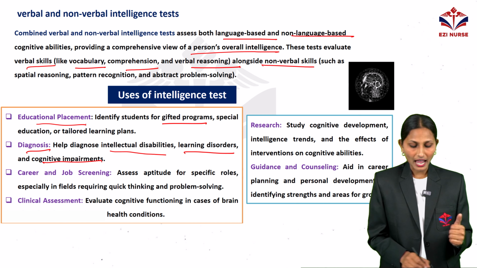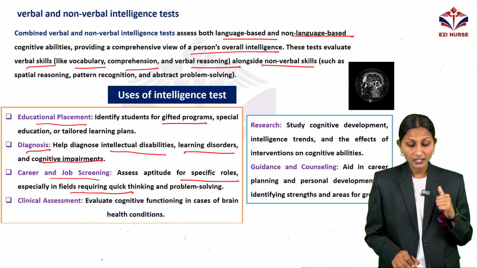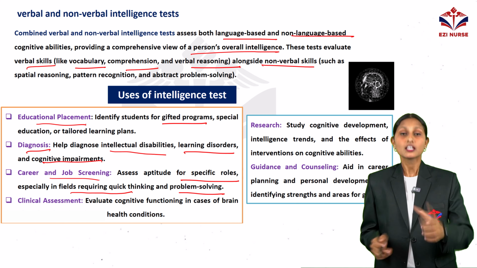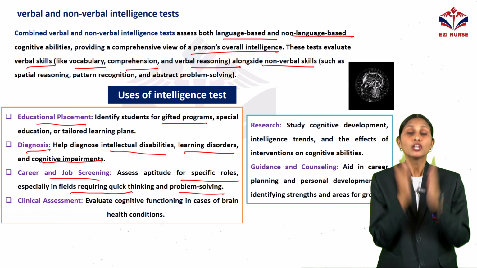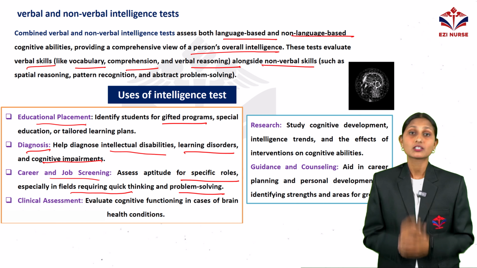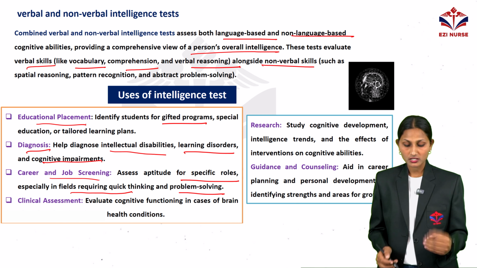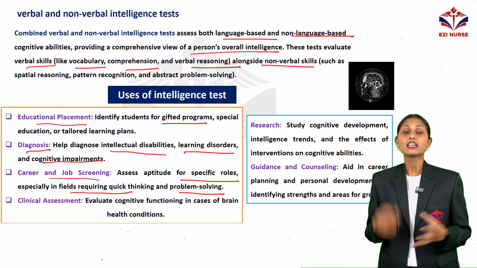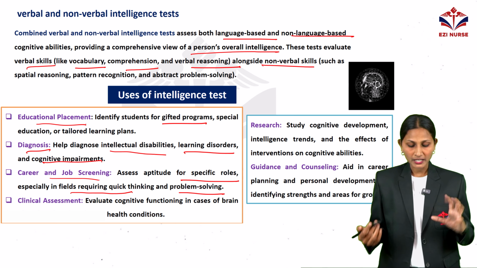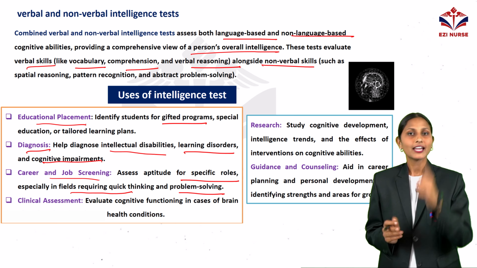Next one is career and job screening. Assess aptitude for a specific role, especially in fields requiring quick thinking and problem solving. With the help of intelligence tests, you can place someone and help someone choose an appropriate career, as well as for job screening. Next one is clinical assessment, evaluating cognitive functions in cases of brain injury. If the person has a brain injury and because of that has dementia or a mental health condition, that also we can assess and diagnose with the help of intelligence tests.